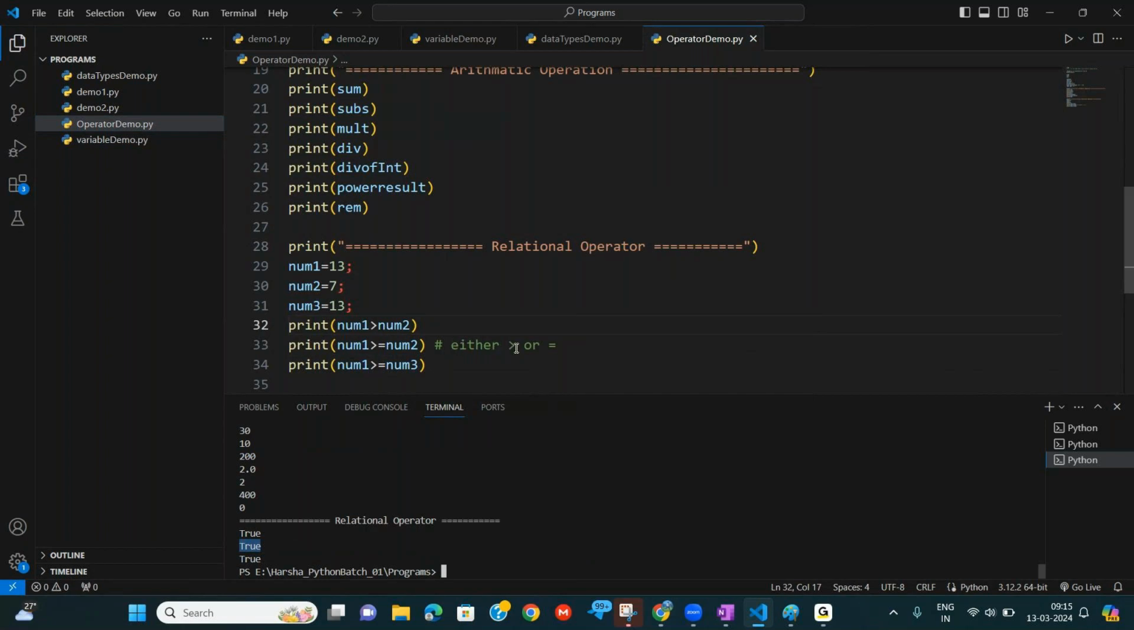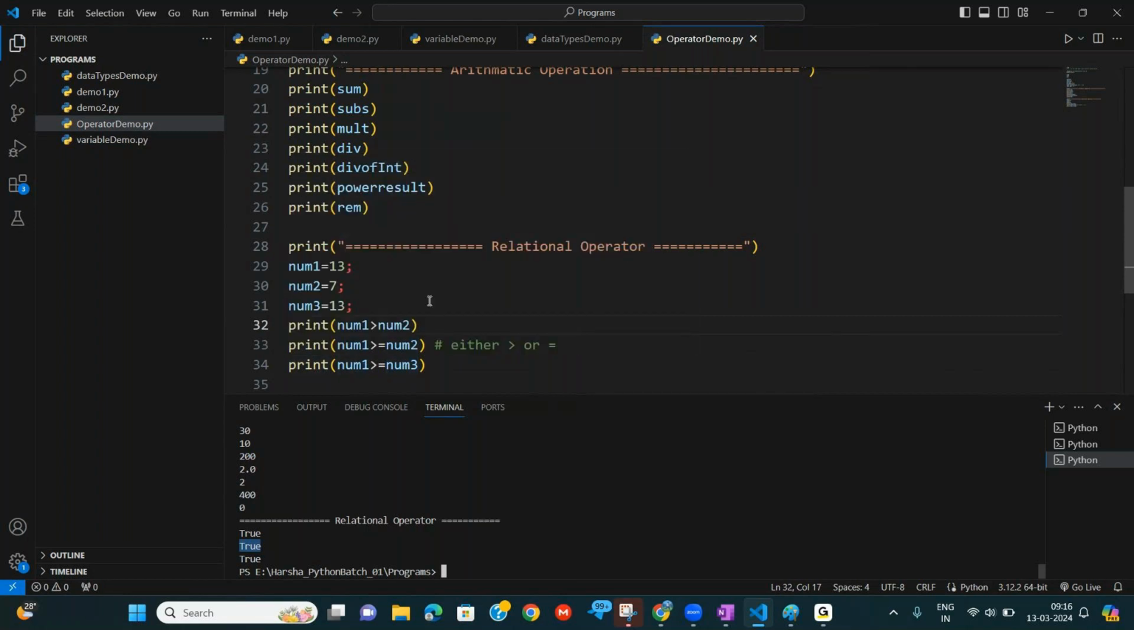So this is true because the first condition is satisfied. But here actually "or" is there, meaning either greater or equal. So if any of these is satisfied, then it becomes true. If it is greater only, then also it's true. If it is equal only, then also it's getting true.